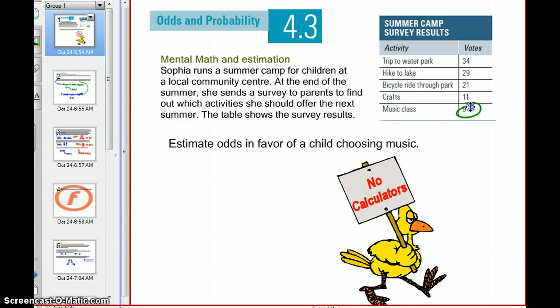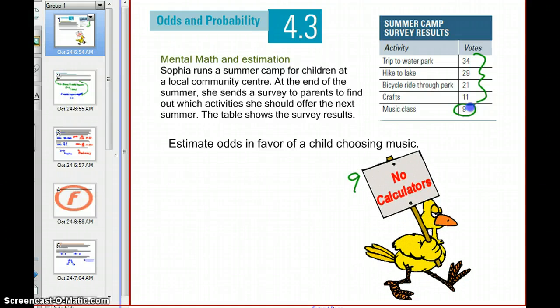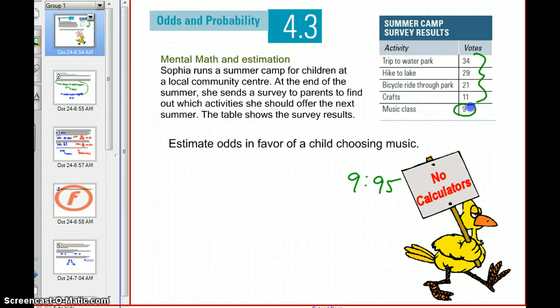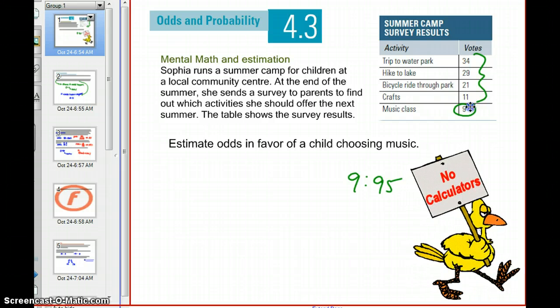So here we have music, which is 9. And we need to add up the rest of these because if they chose any of the rest, that would not be 9. So our answer will be 9 in a ratio to 95. When you add those all up, you get 95.